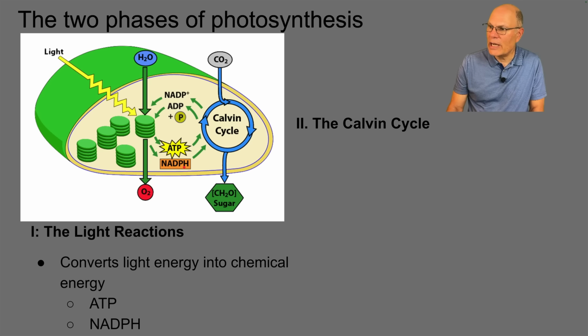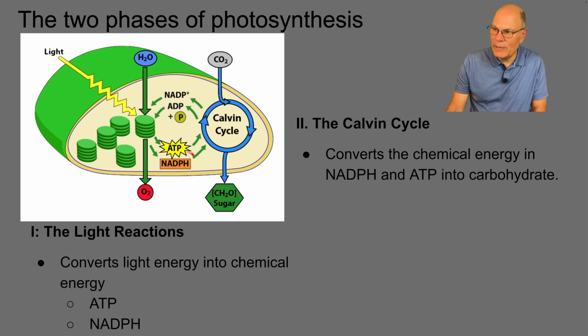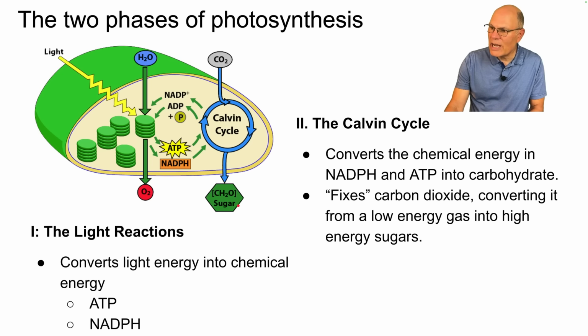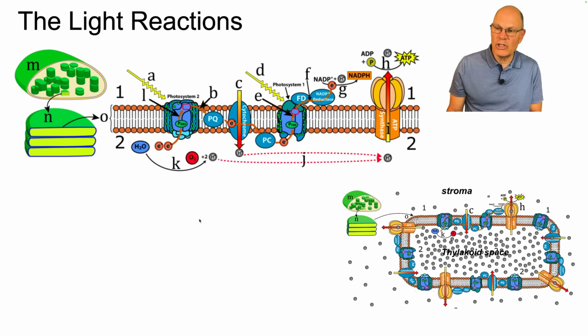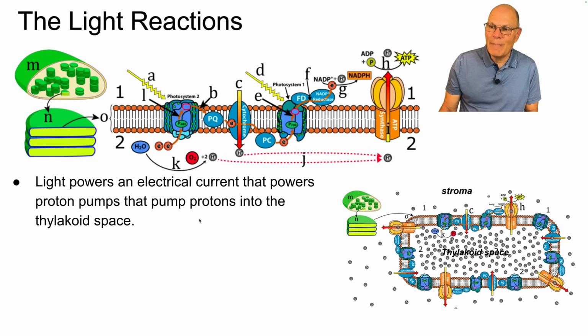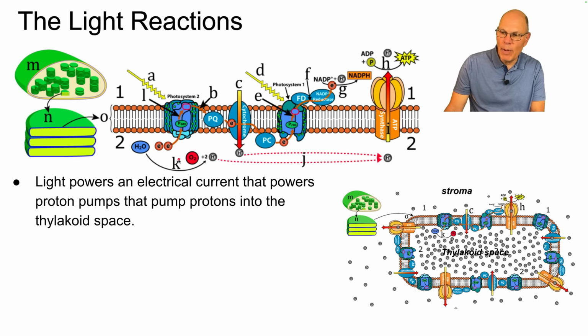In the Calvin cycle, the energy in ATP and NADPH is converted into carbohydrate. Here we see this over here. It's often represented as glucose, but as we'll see in a minute, it's actually a molecule called G3P. What the Calvin cycle does is it fixes carbon dioxide, converting it from a low energy gas into high energy sugars.